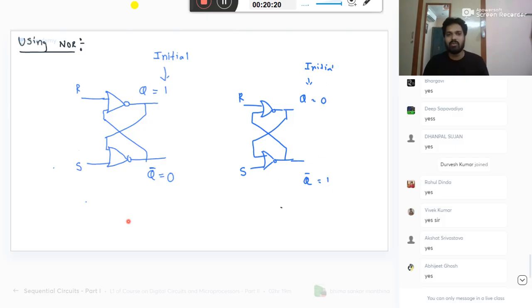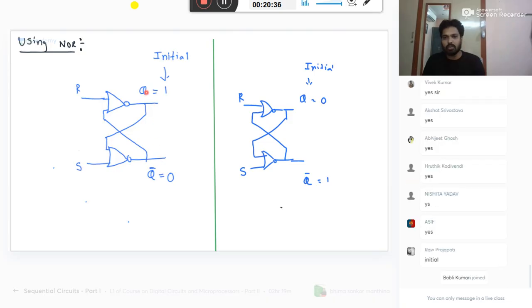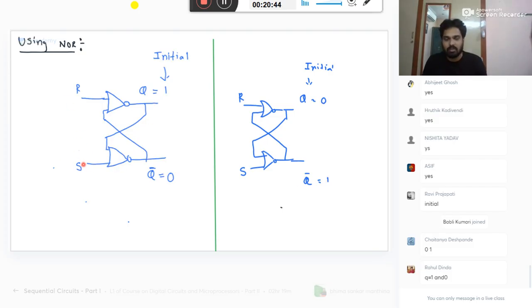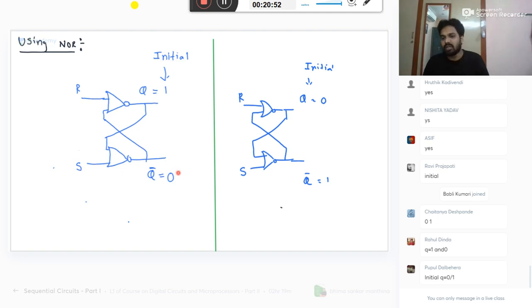So I have taken two cases. What are these two cases? Initially, your Q is 1, Q bar is 0. Initially, Q is 0, Q bar is 1. What is the meaning of initial? By the time you apply the inputs S and R, before applying S and R, some values may already be present at Q and Q bar. They may be 0, 1, 1, 0, 0, 0, 1, 1, anything. We just assumed these values as 1, 0 one time, and another time we analyze 0, 1.